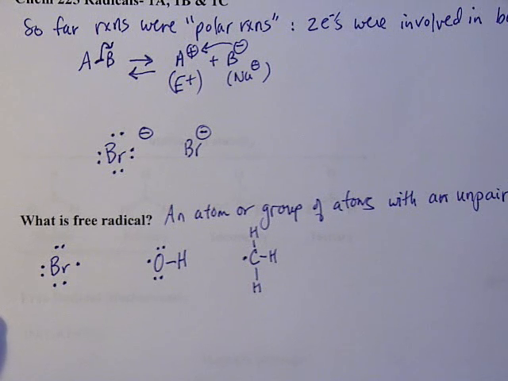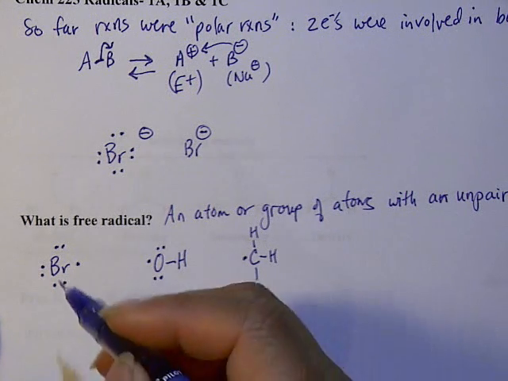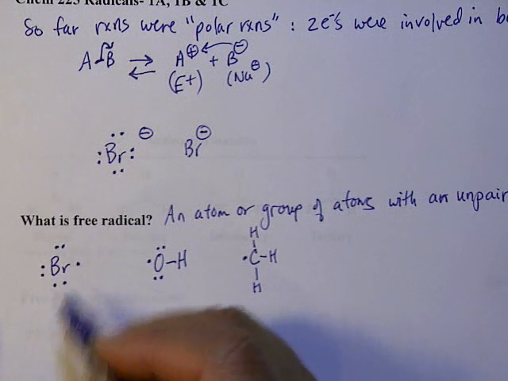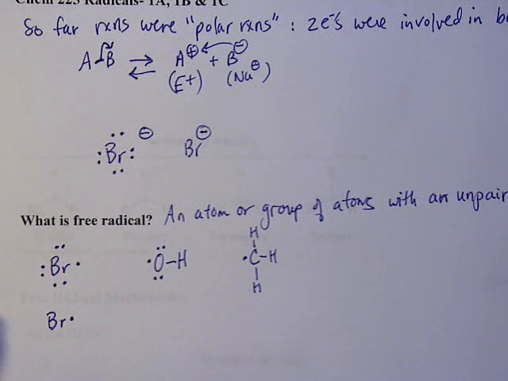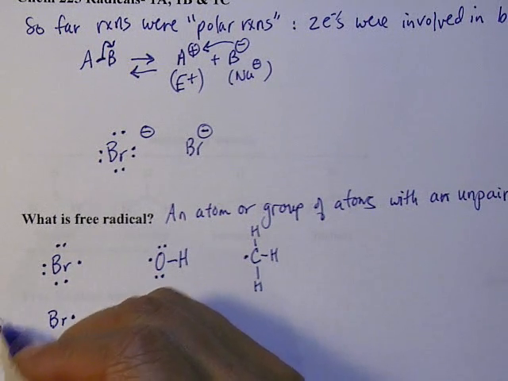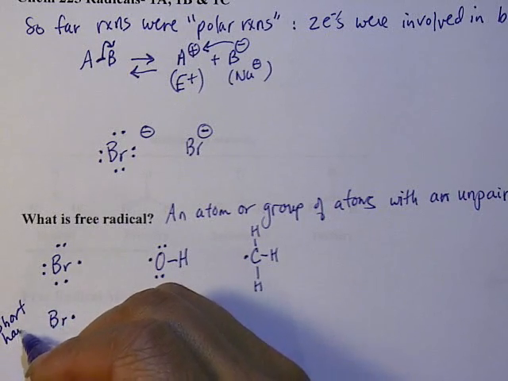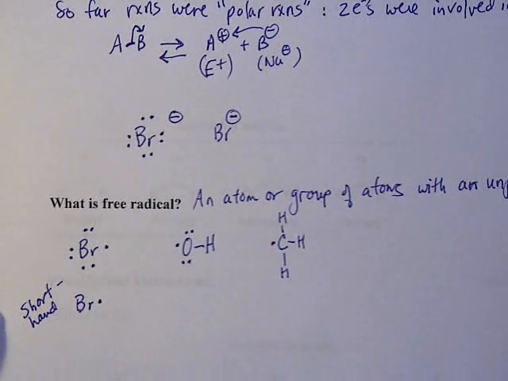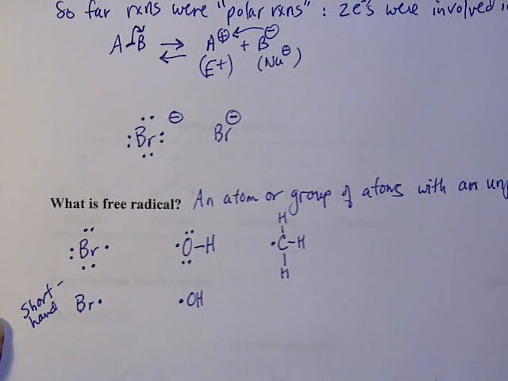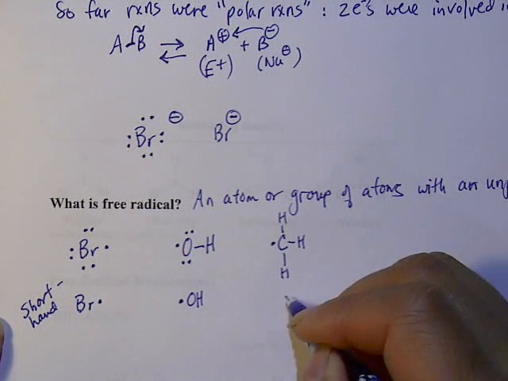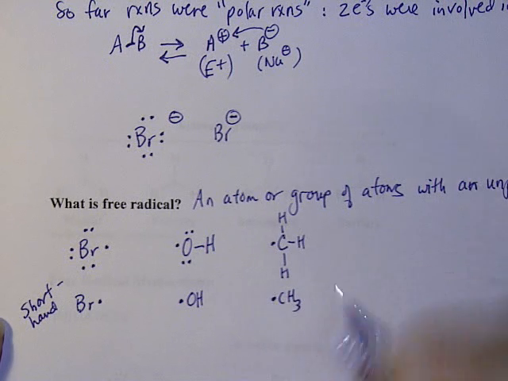So a lot of these free radicals are abbreviated in a shorthand form. Instead of writing out all the electrons, the only electron that is shown is the unpaired one. So for bromine, Br dot would be a shorthand way to indicate a bromine radical. A hydroxy radical would look like this in an abbreviated form, and a methyl radical would look like this. And so you would always show a dot where the unpaired electron is.